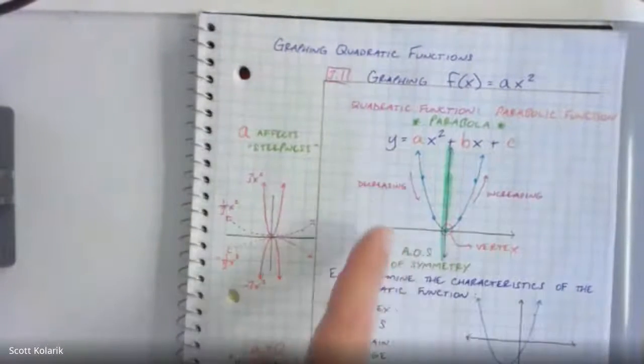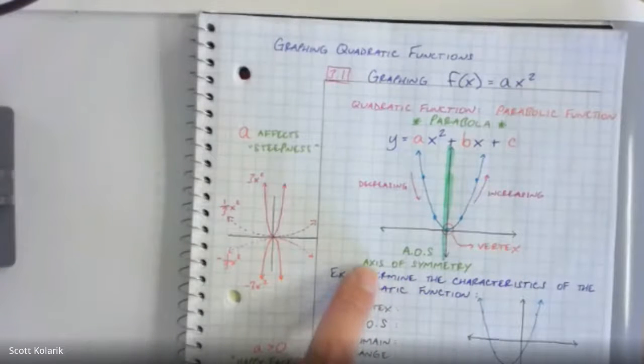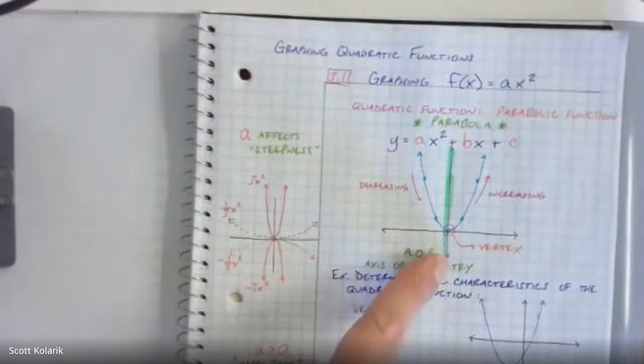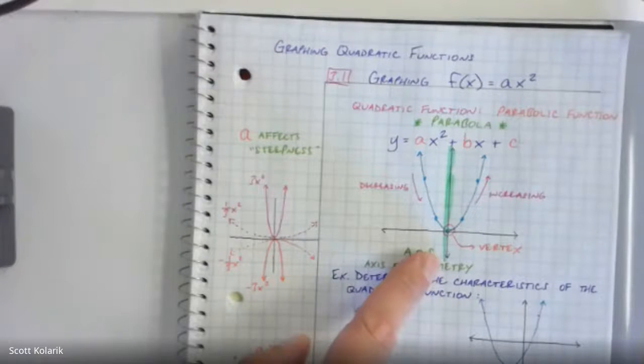Because it has that shape, the reason they call it an axis of symmetry is because it's this vertical line. We'll deal with some that are horizontal in the future, but for right now, let's focus on the vertical.